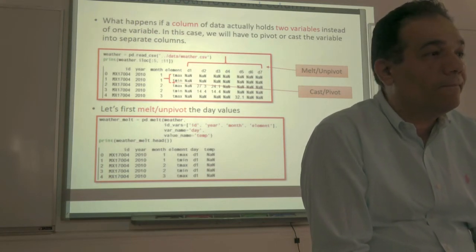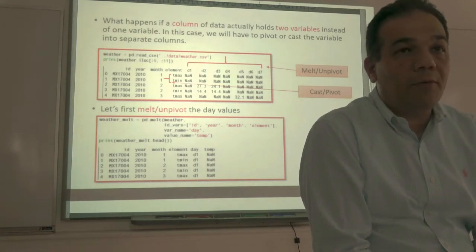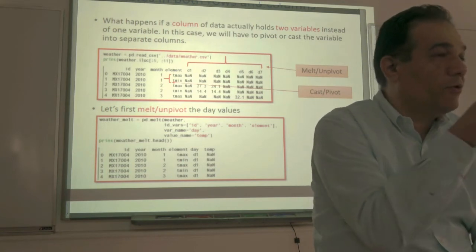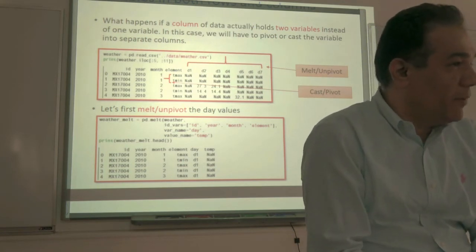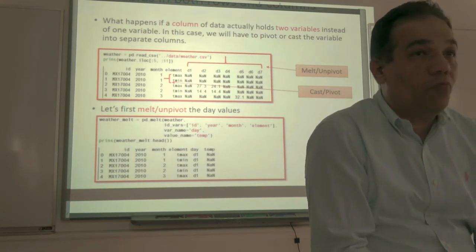What is the second problem we tried to solve? We have 2 variables in 1 column, like this one separated by underscore. So we separated them, right? Okay. Now we come to the third problem.